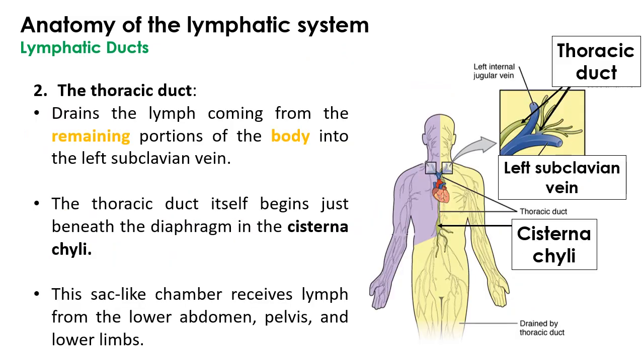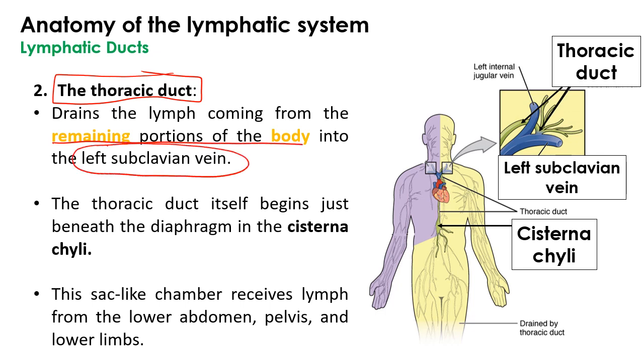Second is the thoracic duct. The thoracic duct is the largest one, and it will drain the lymph coming from the remaining portions of the body into the left subclavian vein. So this is important. You know that the right subclavian vein is for the right lymphatic duct. The thoracic duct will drain into the left subclavian vein. So both ducts drain in the subclavian veins, one in the right, one in the left.